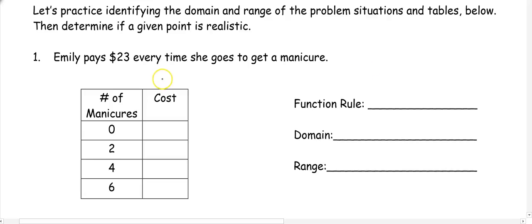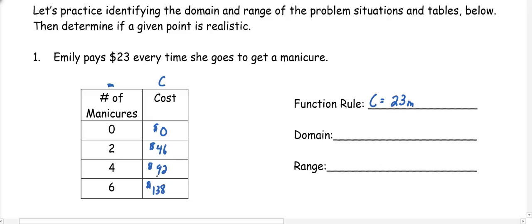So our function rule, if we have C for cost and M for manicures, cost is equal to $23 per manicure. So if she gets 0 manicures, she has spent $0. If she gets 2 manicures, 23 times 2 gets us $46. If she gets 4 manicures, 23 times 4 is 92. And if she gets 6 manicures, this is $138.